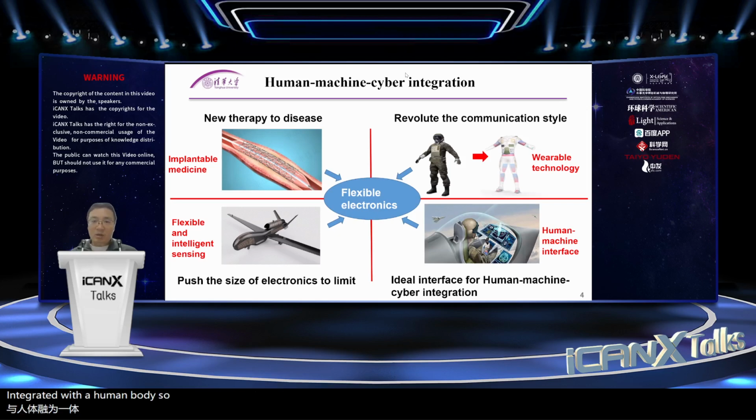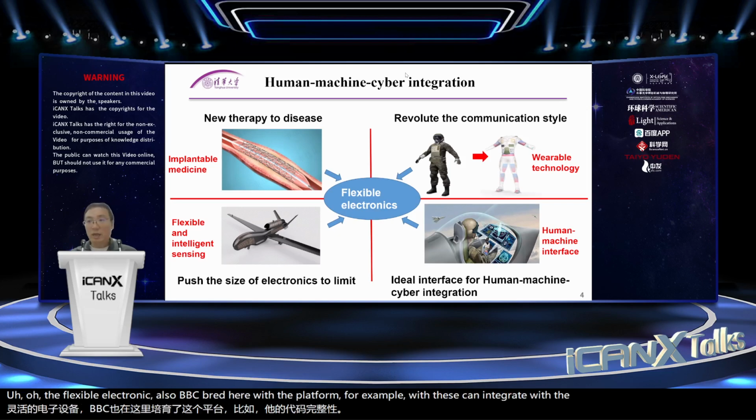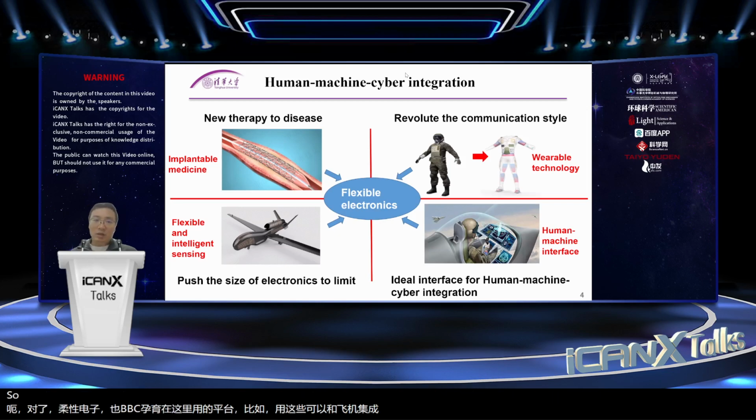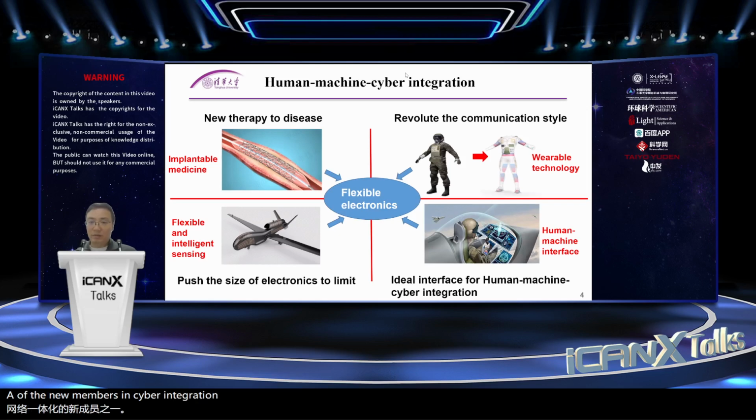Flexible electronics can also be used for wearable electronics, so humans can wear circuits and communication systems. It can also be integrated with platforms, for example, with an airplane. In other words, flexible electronics is the interface between human, machine, and cyber. It's a bridge of human-machine-cyber integration.